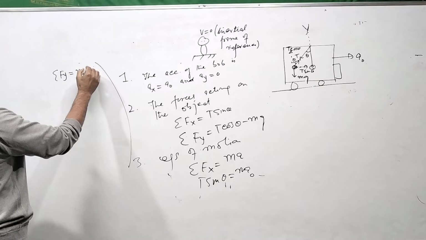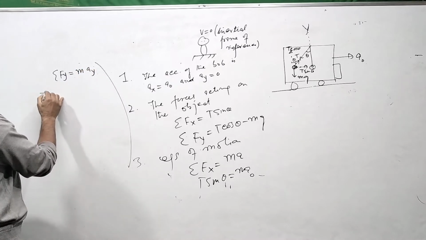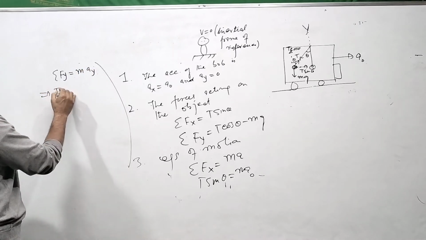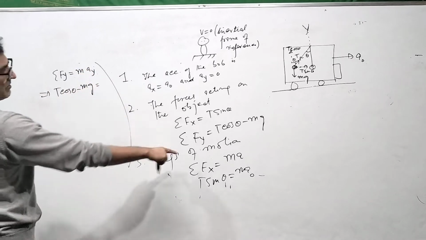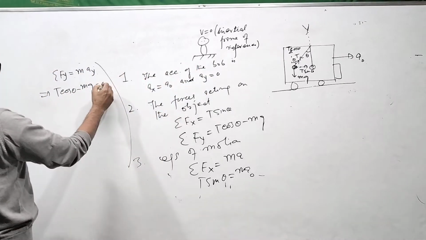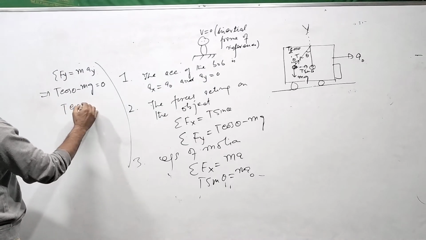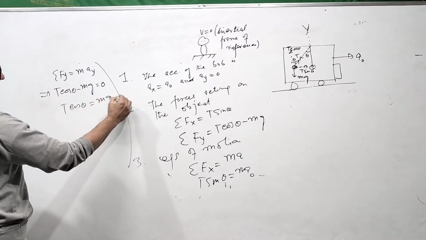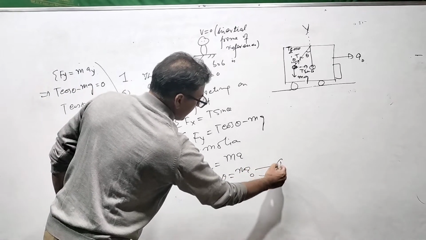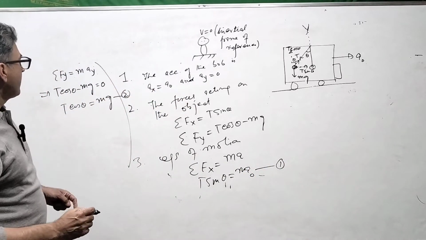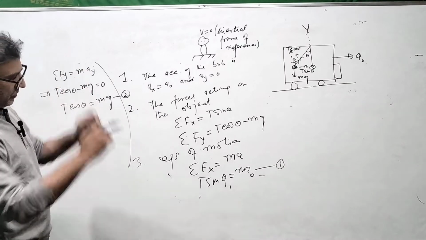And the next equation he will write: summation Fy is equal to m ay. That is, summation Fy is what? T cos theta minus mg is equal to m ay, which is 0. So T cos theta is equal to mg. It is equation number two, and maybe this is equation number one. So from first and second, he will find the solution.